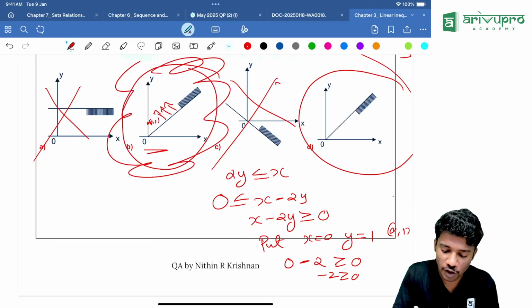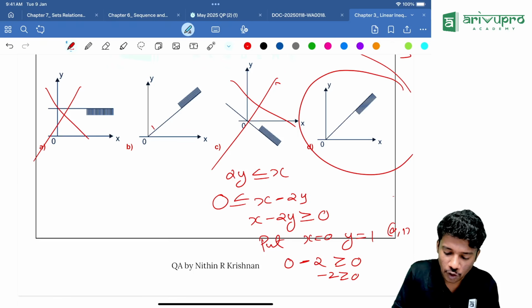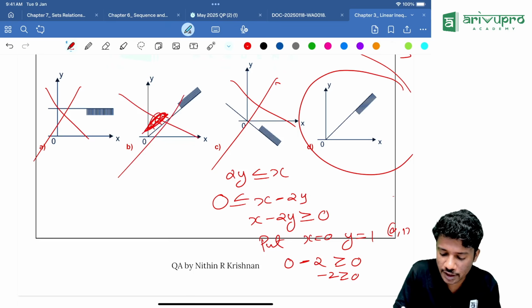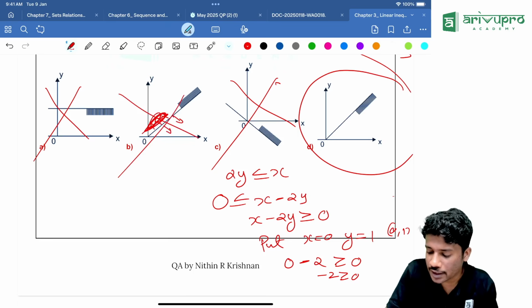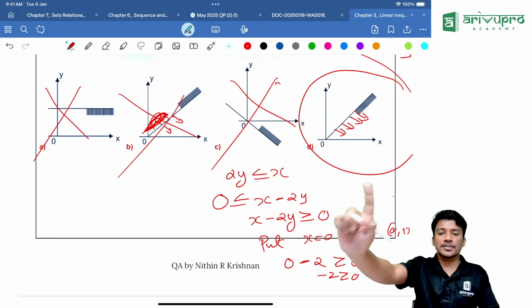That means which is wrong? Option B is wrong. It cannot be towards this side. It should be towards which side? It should be towards the other side. That means which answer is correct? Option D is correct. Did you understand, Vishnu?